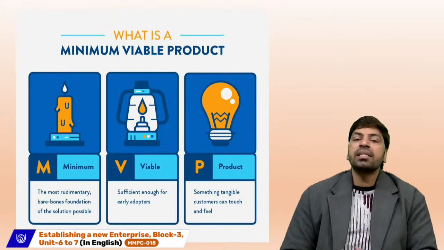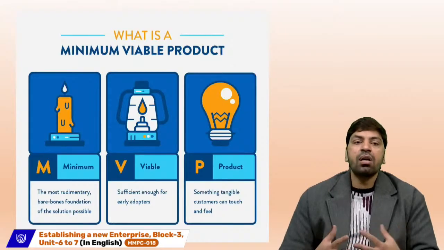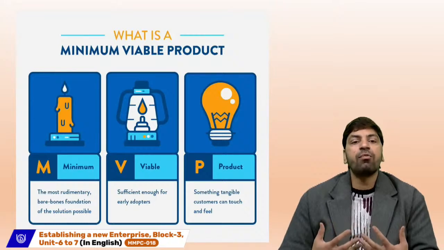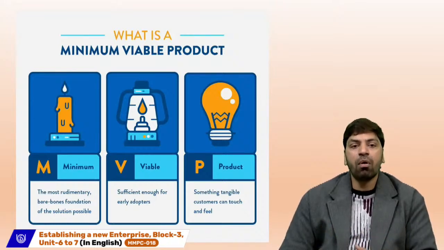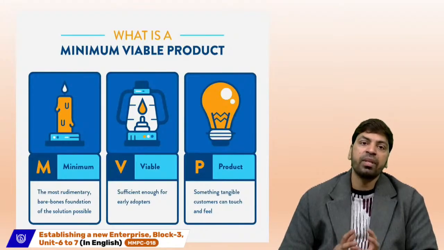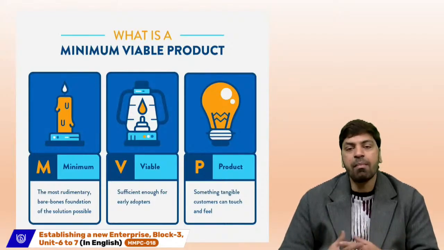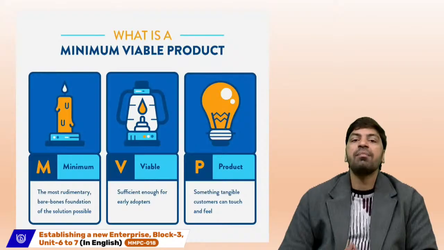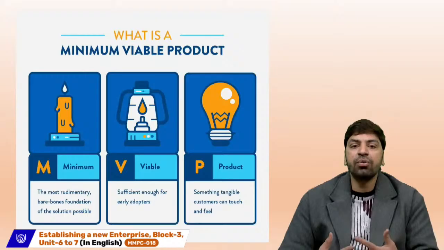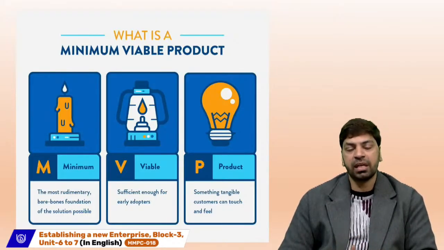The next concept is a minimum viable product. When we talk about the minimum, it is always about the foundation, the bare-bone features of a particular product. The next one is viable. It is all about your thoughts about a particular product, how it could be something unique and something new, which definitely gives the best facility to the customer.